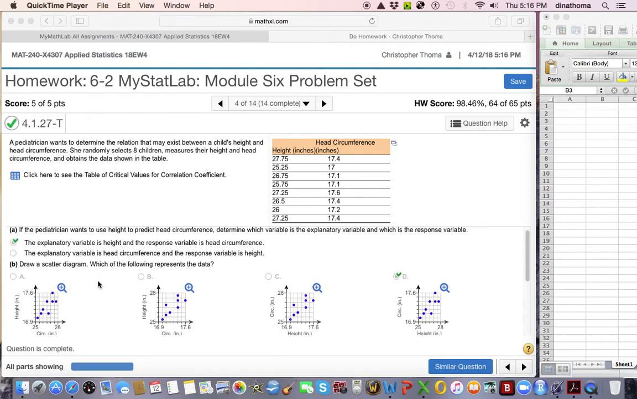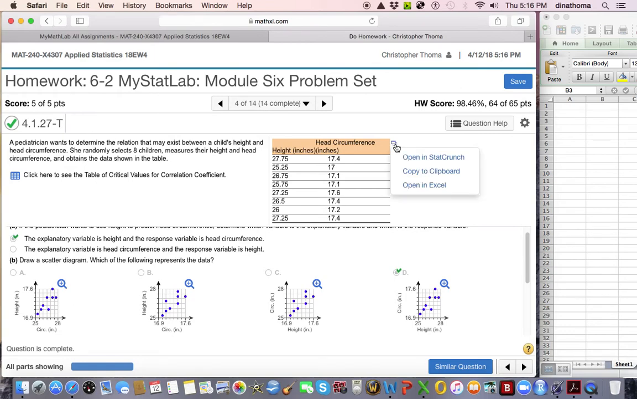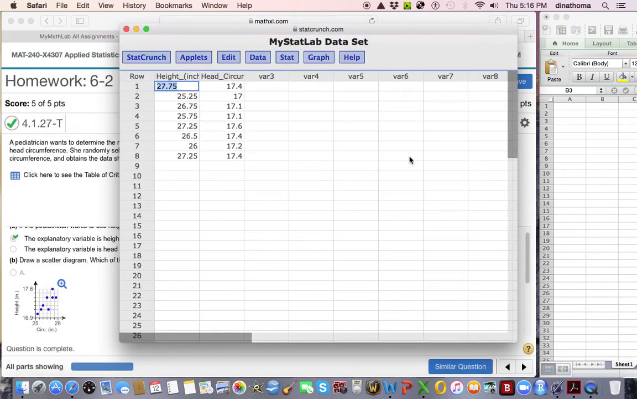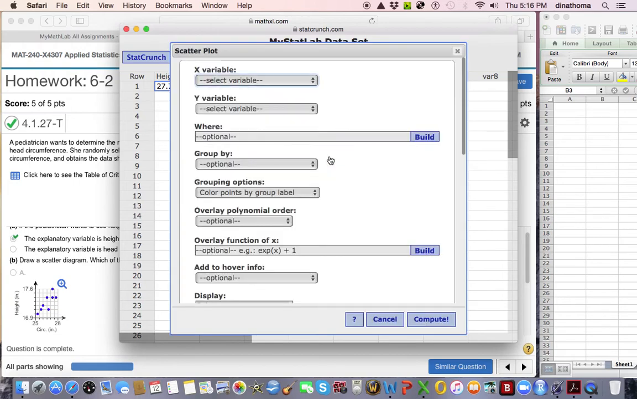Now, we want to draw a scatter plot to give us a visual. So the best way to do that is, hopefully we've been doing this now, you click on the little box next to your data, and you can either open in StatCrunch or Excel. I'm going to open in StatCrunch. I'm going to load here for a minute. And since we're going to build a graph, we click on Graph, and you come down and you see scatter plot, and that's what we want, a scatter plot. And we put in our x variable, which we said is our explanatory, our height, and our response variable is our y, and our head circumferences.